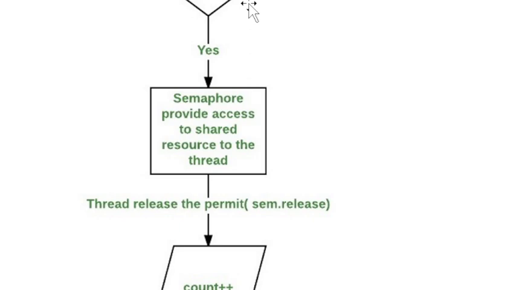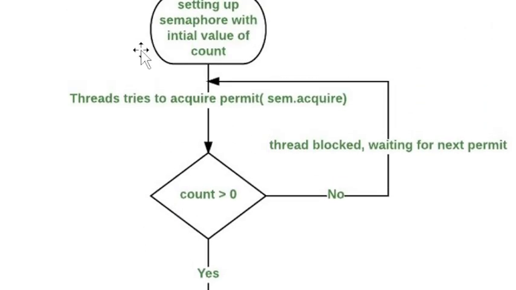Mainly, the semaphore is a predefined class, and there are two constructors, which you can see in the next video. Initially we have to set this counter. This is the flowchart. Initially you decide how many threads will try to access the resource, then you initialize the counter with the number of threads that can access the resource.